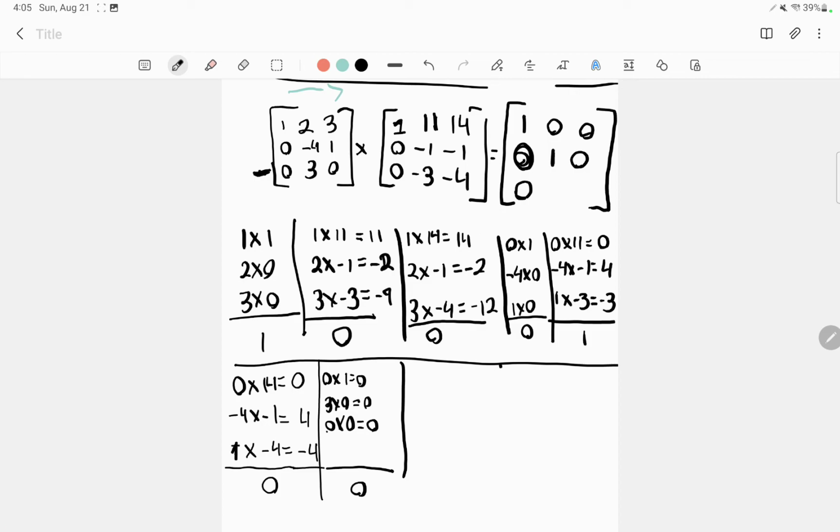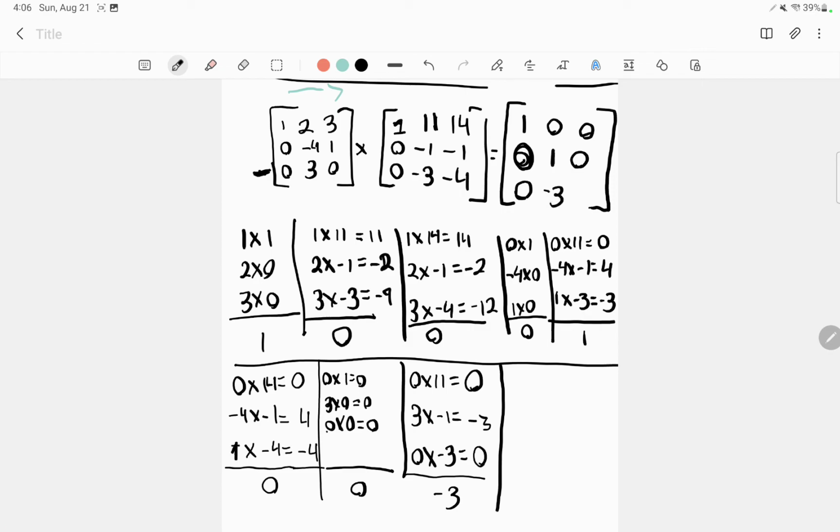Almost there. We just need 2 more. Those are going to be my last 2. So I'm going to do 0 times 11. 3 times -1. And then it's going to be 0 times -3. So I'm going to get 0. I'm going to get -3. And 0. Interesting, right? So if I add them all up, I'm going to get -3. So this one, I got -3.